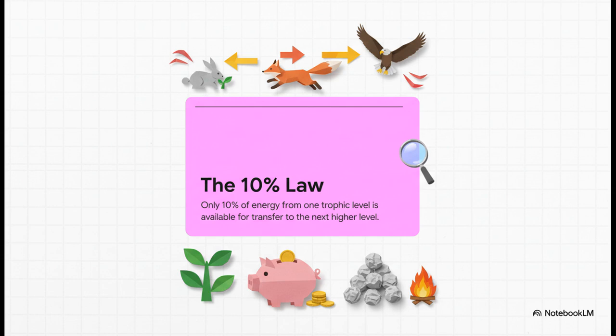Every time one thing eats another, only about 10% of the energy from that meal actually gets passed on. So where does the other 90% go? It's mostly lost as heat, just from the organism living its life. It's like nature charges a 90% energy tax at every single step up the chain.